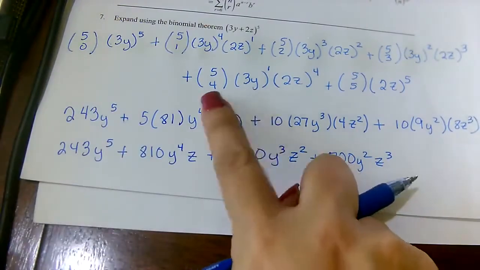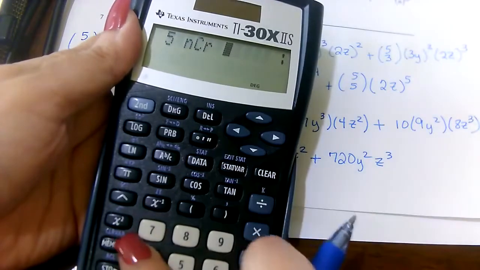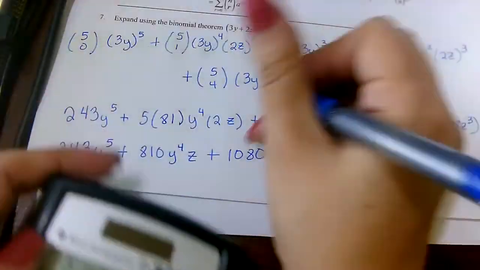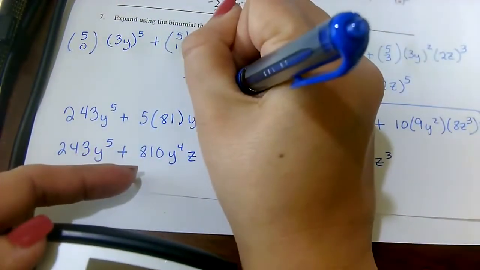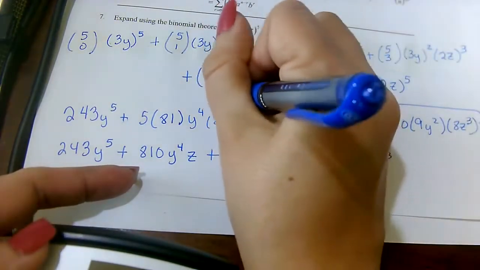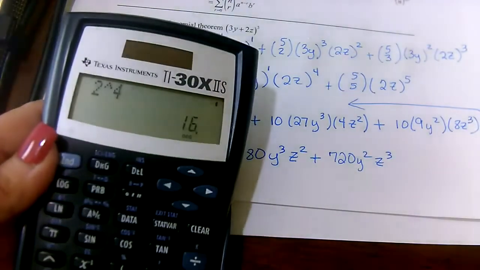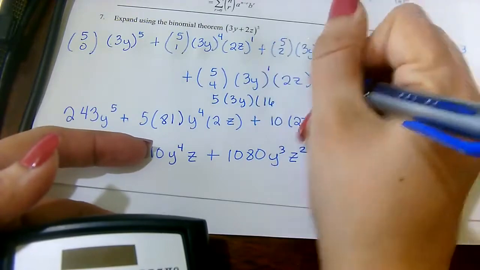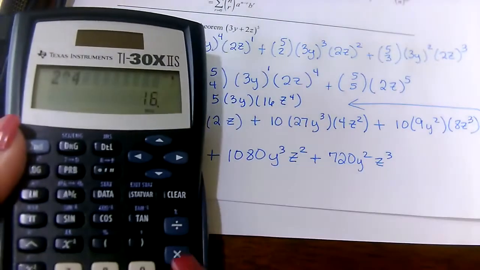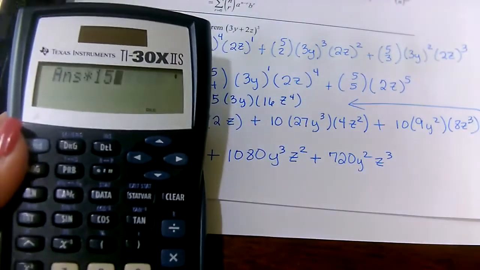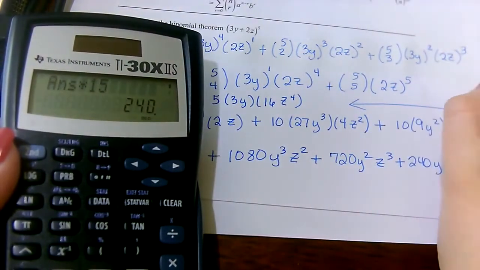Okay, now I'm going to go ahead and do these two. So go back up. 5 choose 4. You get 5. I'm going to go ahead and squeeze that in. I'll do it right over here. This is going to be 5 times 3y times 2 raised to the 4th. That's going to be 16. This is going to be 16 z to the 4th. So let's go ahead and multiply all those coefficients. So 16 times 15, you're going to get 240. So plus 240 y z to the 4th.